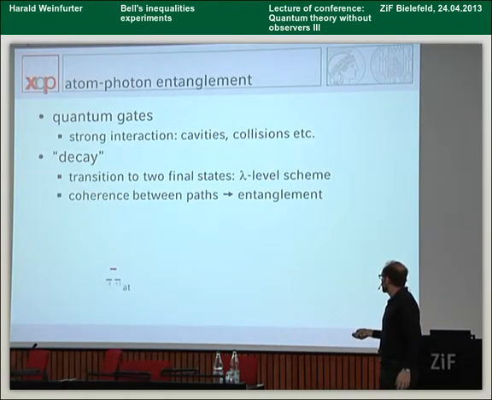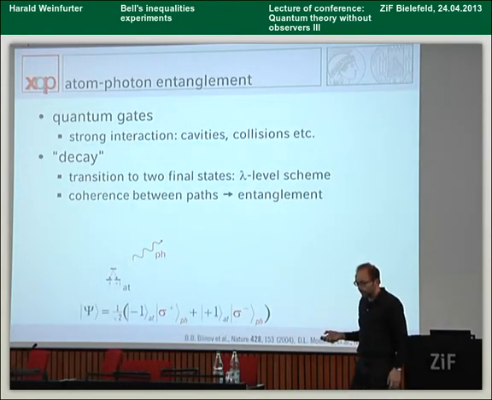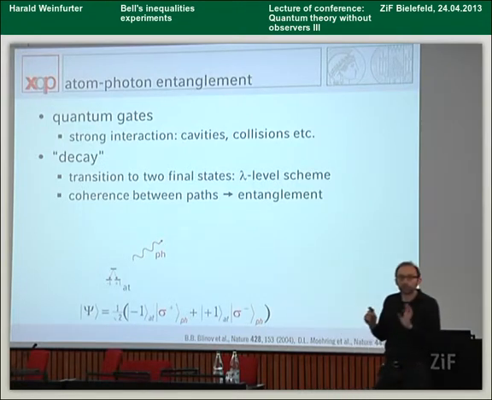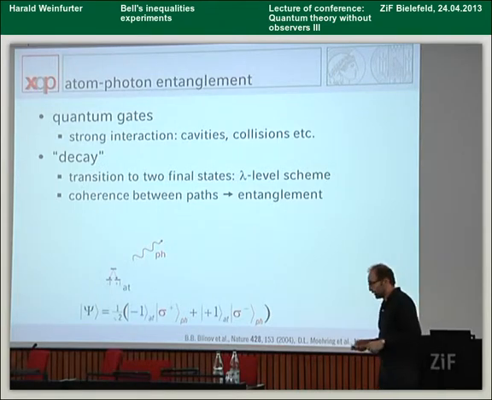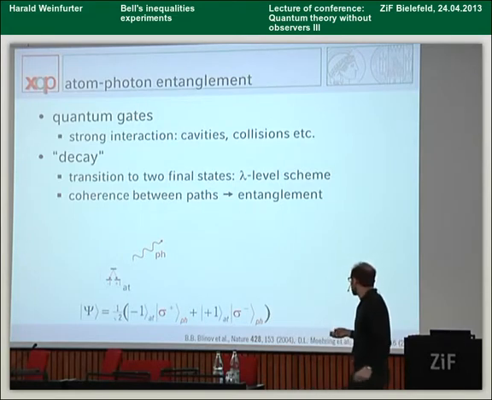So we have a scheme where we have an excited state and then 2 final states, and with the emission of the photon, the state of the photon will be entangled with the final state of the atom. And the way we are using it is that we are using the polarization of the photon, because we can handle this relatively easily, and it's pretty stable even over long distances, and the internal state of the atom, so it's the spin state, the magnetic sublevels.